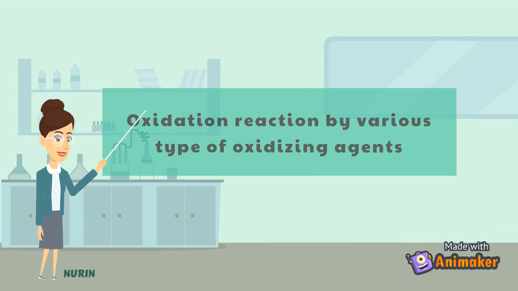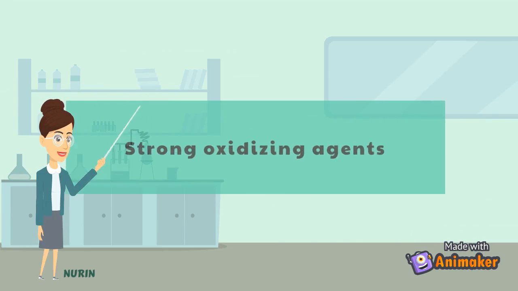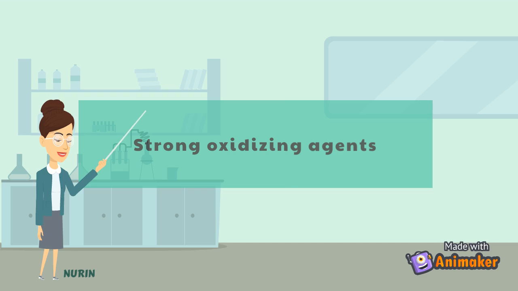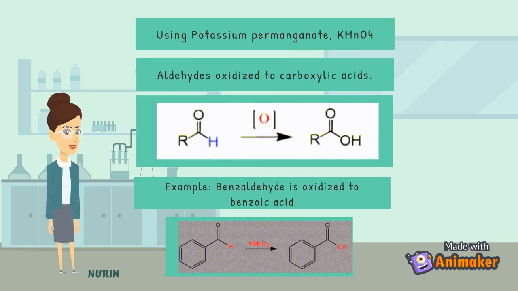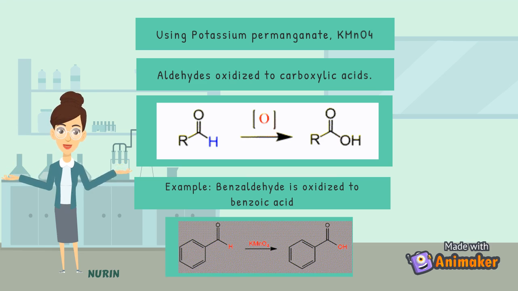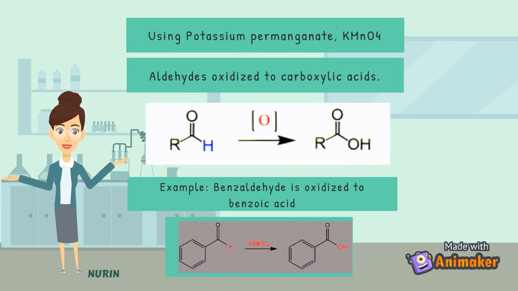Oxidation reaction by various types of oxidizing agents. We will start with strong oxidizing agents. Potassium permanganate can oxidize aldehyde to carboxylic acid. For example, benzaldehyde reacts with potassium permanganate to form benzoic acid.